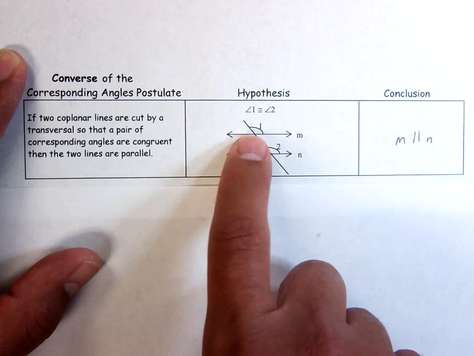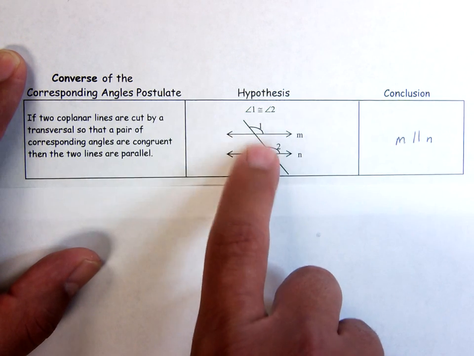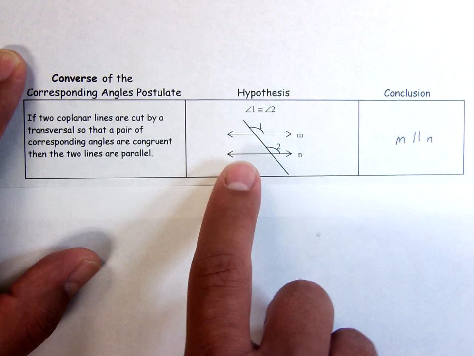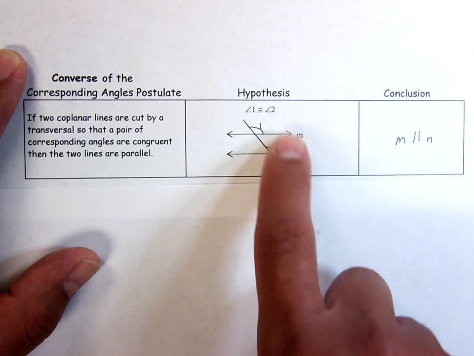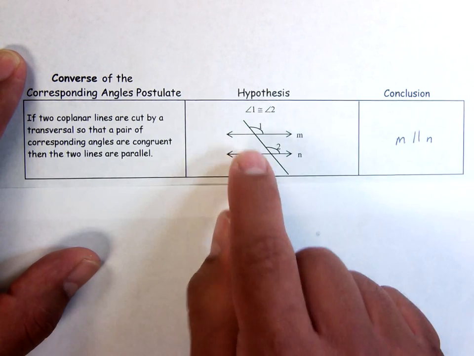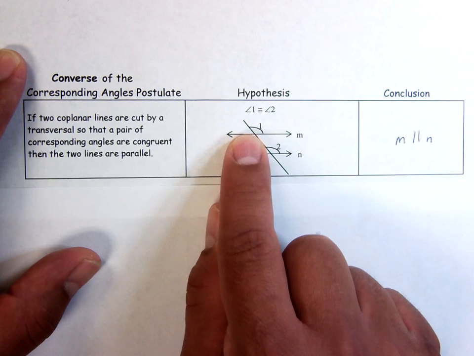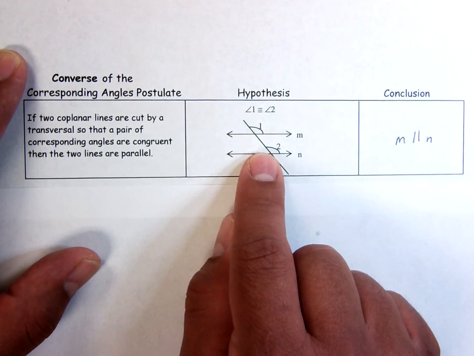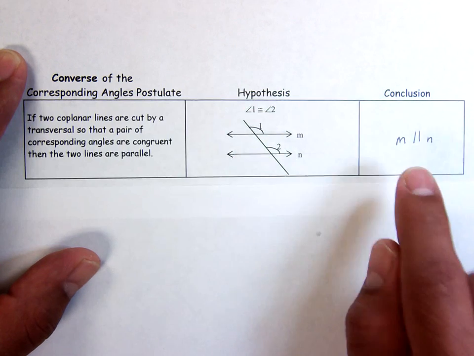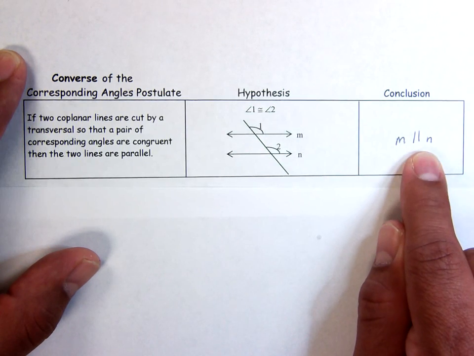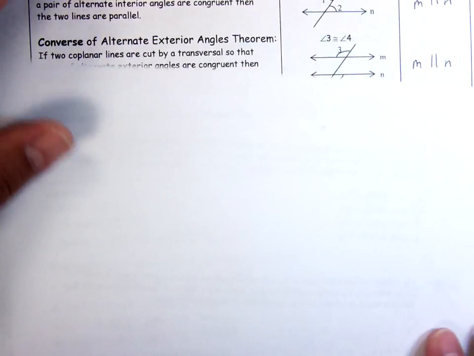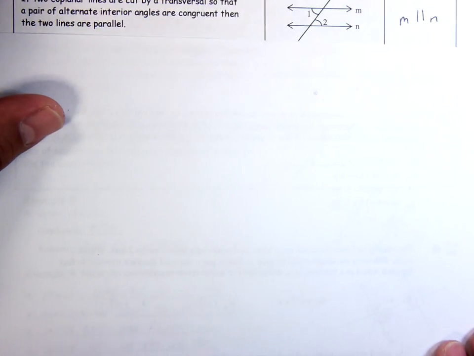So in this picture, notice there's no double arrows. So I don't know from the picture necessarily that M and N are parallel. But it does tell me that angle 1 and angle 2 are congruent. And if corresponding angles are congruent, then I can conclude M is parallel to N. Okay, that was corresponding angles. Again, it's going to work true with the other ones as well.